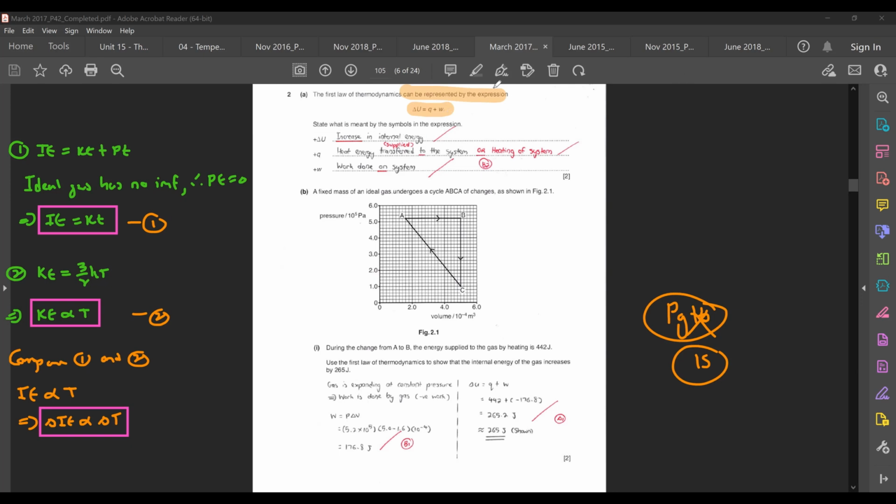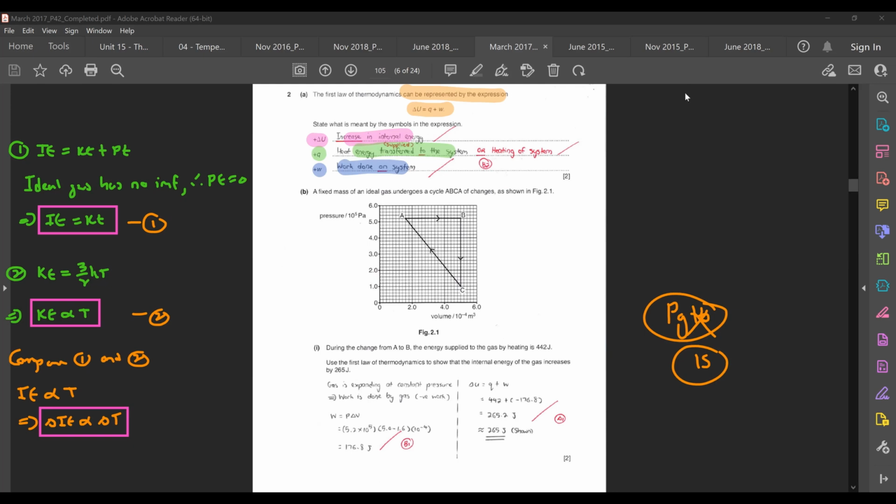We've done something similar before this. If you have positive delta U, it is increase in internal energy. If you have positive Q, it is heat energy transferred to the system, supplied to the system if you want to. And then the positive W is work done on system. Okay, it's a pretty standard term that it will often be tested on.